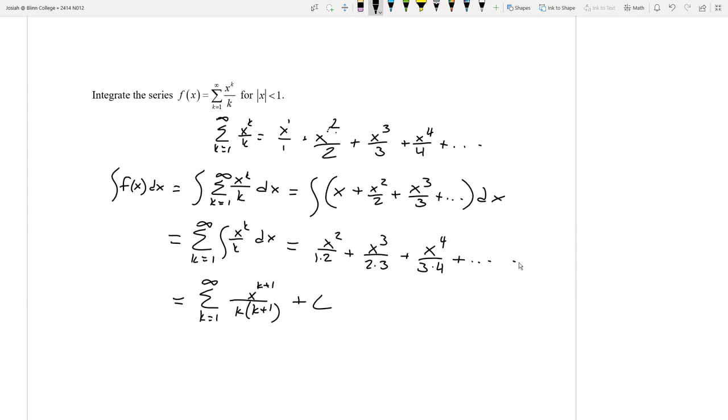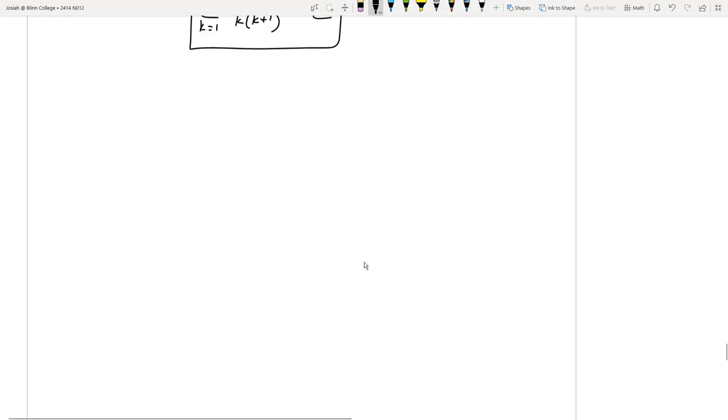We'll add c here. So let's think about, do these match up? Plug in k equals 1, we get x squared on the top. 1 times 2. Yep. Plug in k equals 2, we get 2 plus 1 is 3. 2 times 3. And so it does match up perfectly. So this is going to be then our integral. All right, so again, integration works just as well as taking the derivative does. We just need to be careful that we've got a matchup between our index and our terms here. So why is this useful?